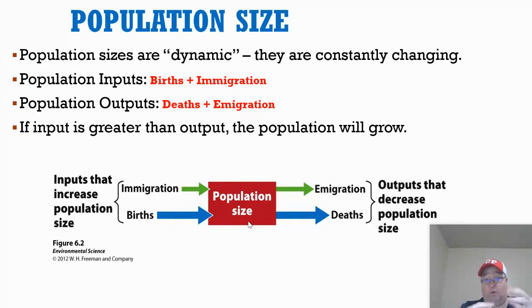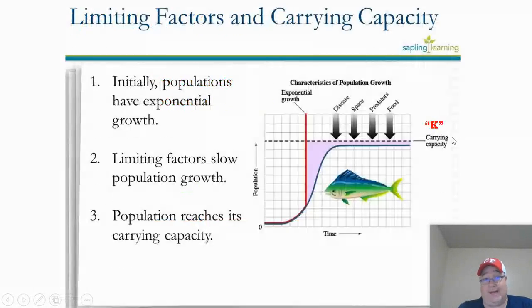And if those four things are all in balance with each other, then the population size isn't going to change at all. But if, for example, your inputs outweigh the outputs, if there's more input than output, then your population size is going to go up. If there's more output than there is input, then your population size is going to go down. Hopefully that makes sense. Now, there's some other things too that kind of impact and influence population size.